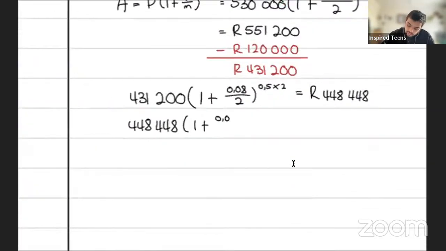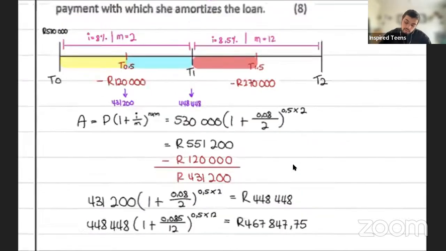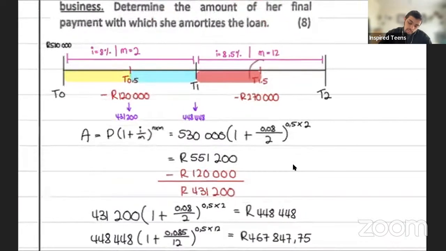So this is going to be 0.085 divided by 12 this time. And again, how long are we calculating it for? Again, 6 months, but now multiplied by 12 in this case because 0.5 times 12, since it's compounded monthly. This gives us an answer of $467,847.75. Now, this is after the 1.5 year period. So why did we stop at this 1.5 mark? Because a payment was made.